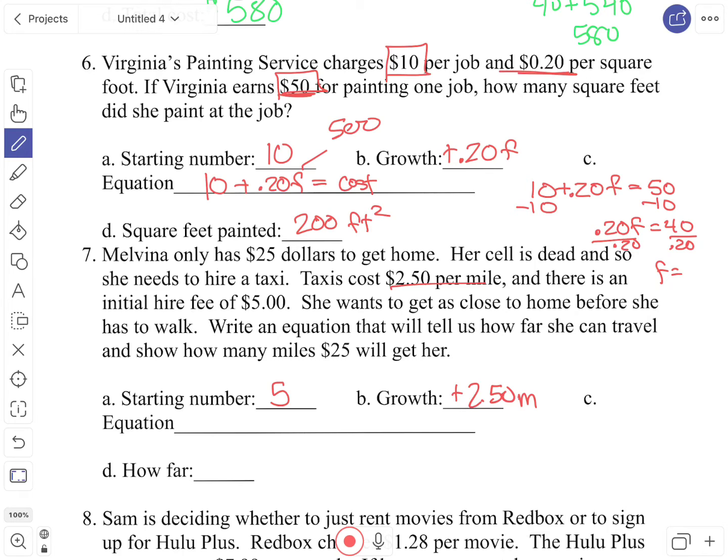She wants to get as close to home before she has to walk. Write an equation that will tell us how far she can travel and show how many miles $25 will get her. Okay. So the equation would be 5 plus 2.50m equals whatever we're looking for, right? Now, because we're again going for miles, that would be equal to the $25 she has, okay? So we'd start off by subtracting 5, so I'd get 2.50m equals 20, divide by 2.50, and we'd get 20 divided by 2.5, which is 8. So she could go 8 miles.